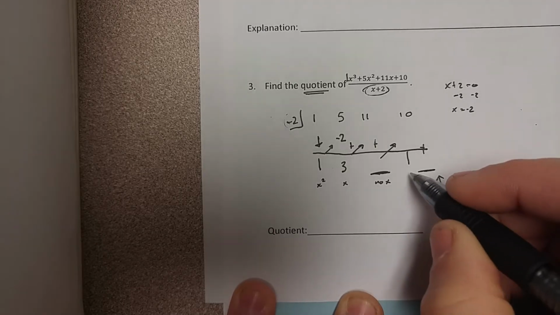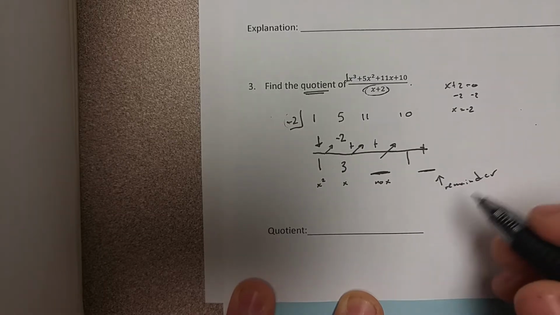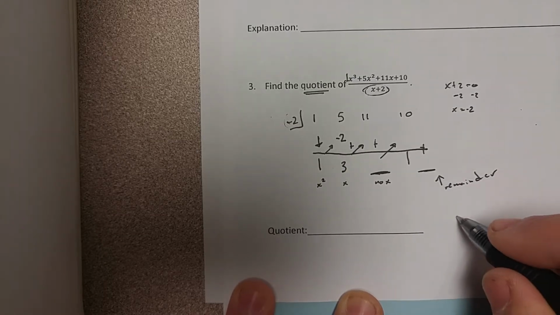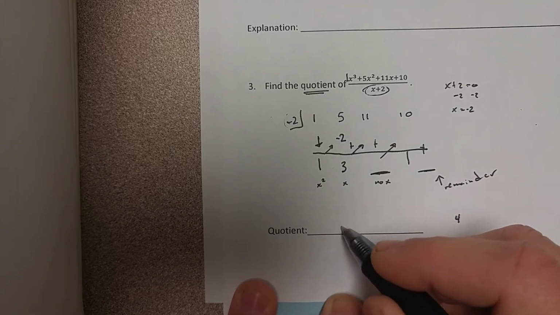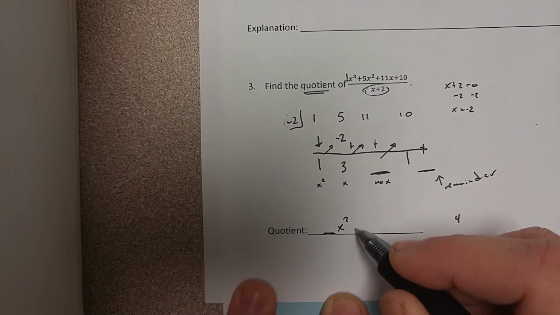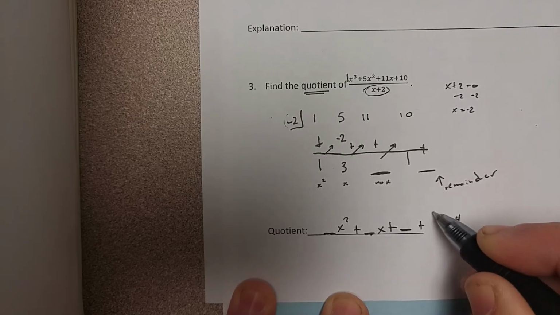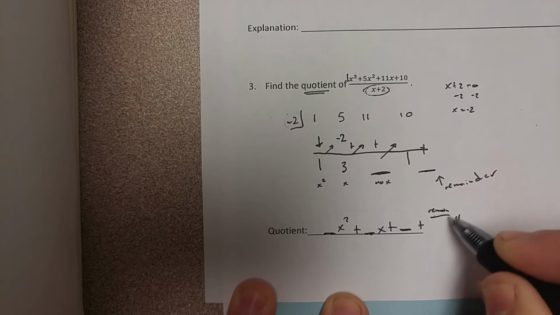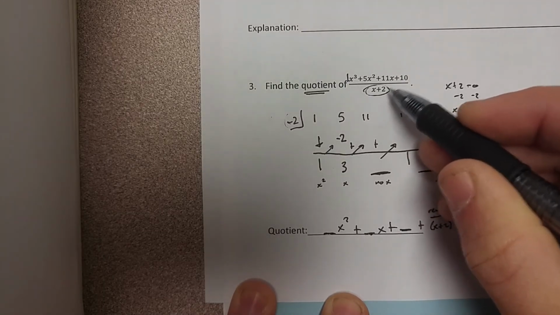And just remember that you're going to add your remainder. Without working it all the way through, let's say that the remainder was 4. Then you would write down here at the end of your polynomial, something x squared plus something x plus some number, and then you're going to have your remainder over x plus 2, because that was the divisor that we started with.